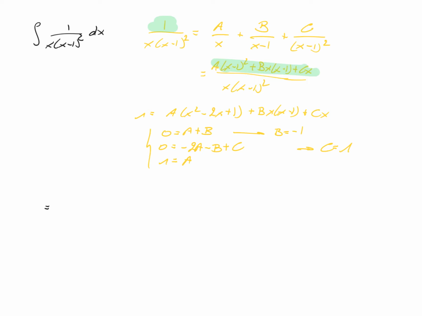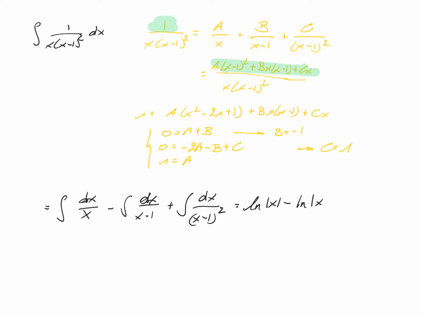Therefore, the integral becomes the integral of dx over x, minus the integral of dx over x minus 1, plus the integral of dx over (x minus 1) squared, which is equal to the logarithm of x minus the logarithm of x minus 1, minus (x minus 1) to the power minus 1, plus a constant.